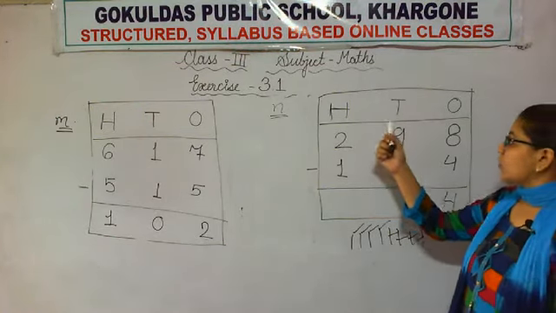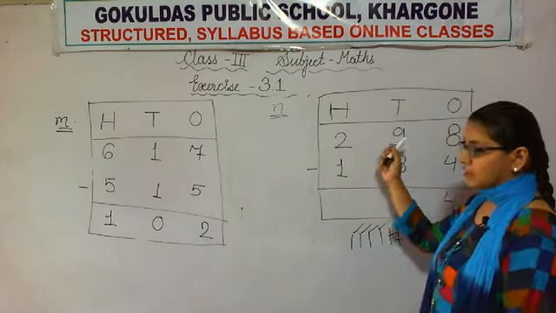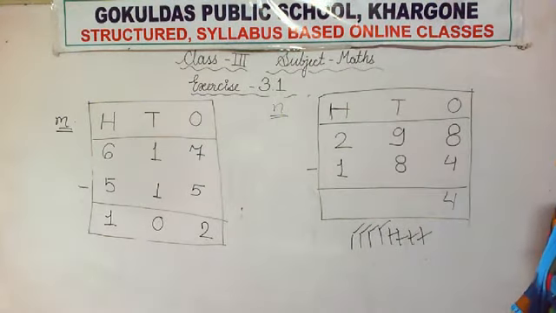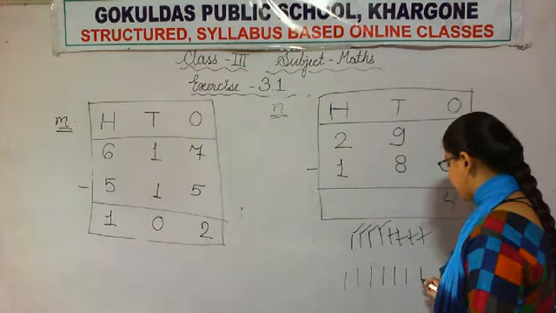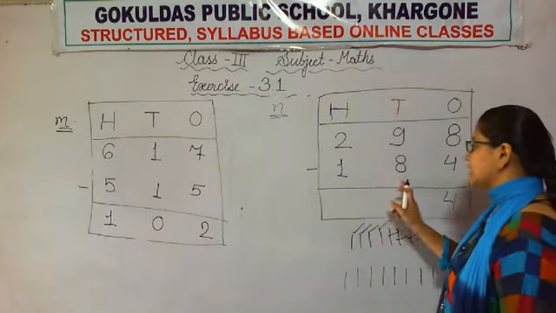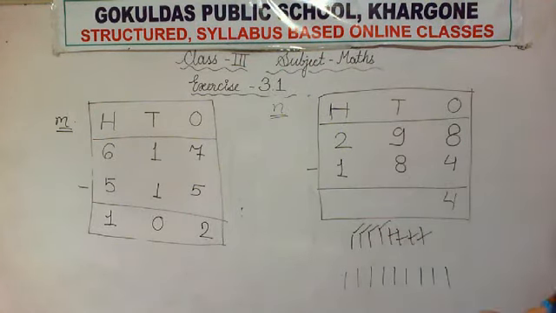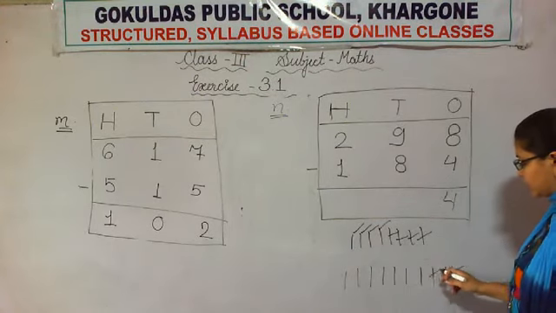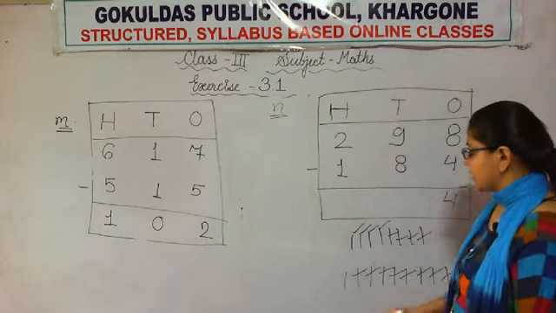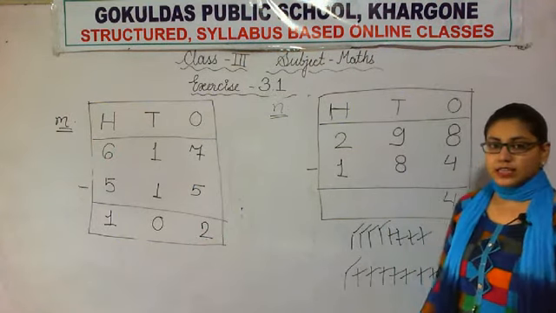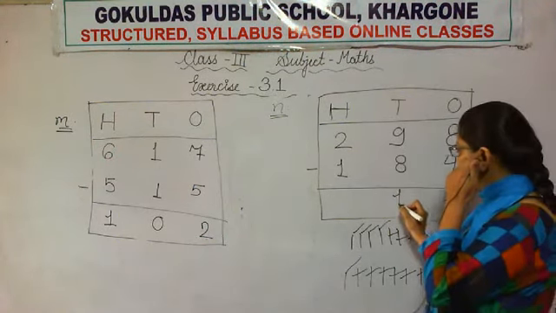Now tens column, 9 minus 8. So we will draw 9 sticks. 1, 2, 3, 4, 5, 6, 7, 8, 9. Minus 8. Minus 8 is there. So we will cancel out 8 sticks. 1, 2, 3, 4, 5, 6, 7, 8. Now only one stick is left. So we will write the number 1.